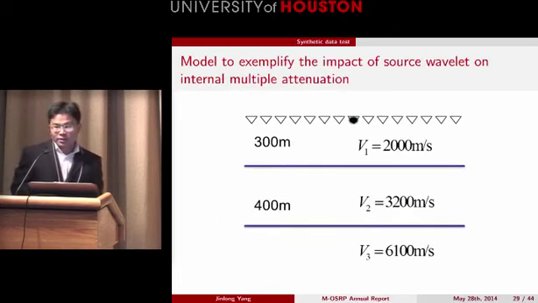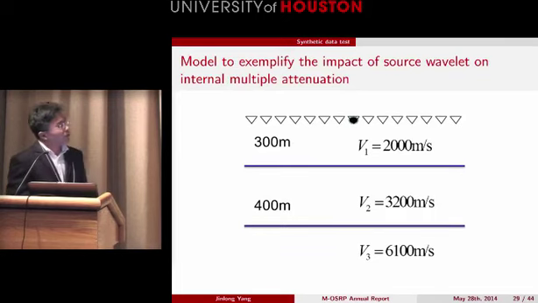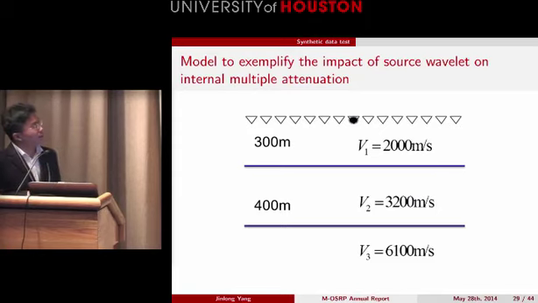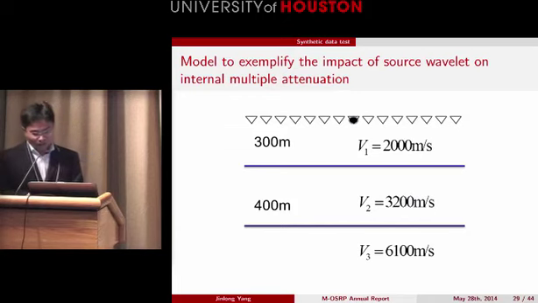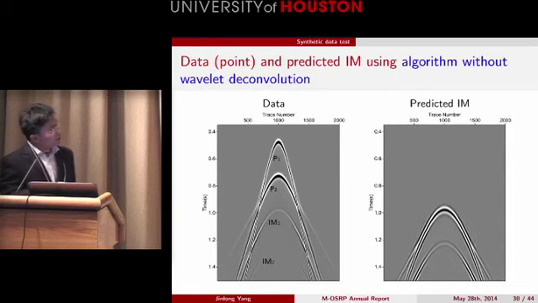Next, I will show some examples. First, I want to show this example, which was already shown in Dr. Mehan's slide. This shows the impact of the source wavelet on the internal multiple attenuation. There are two reflectors in this example, and the data is generated by the finite difference method. The left-hand side is the input data. This is the first primary, second primary, the first order internal multiple and second order internal multiple.